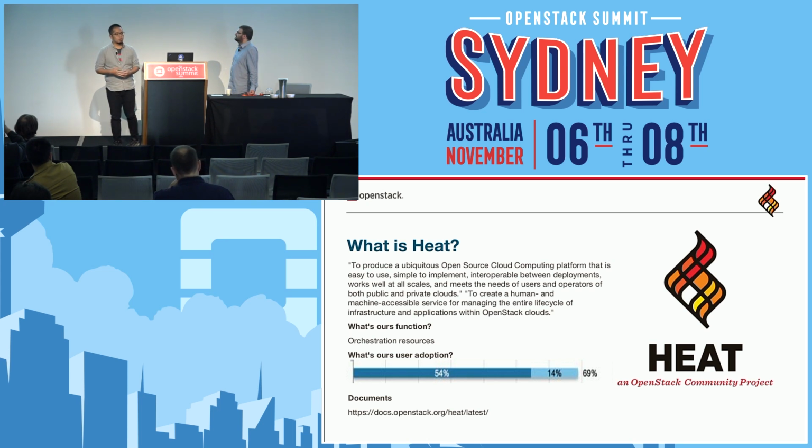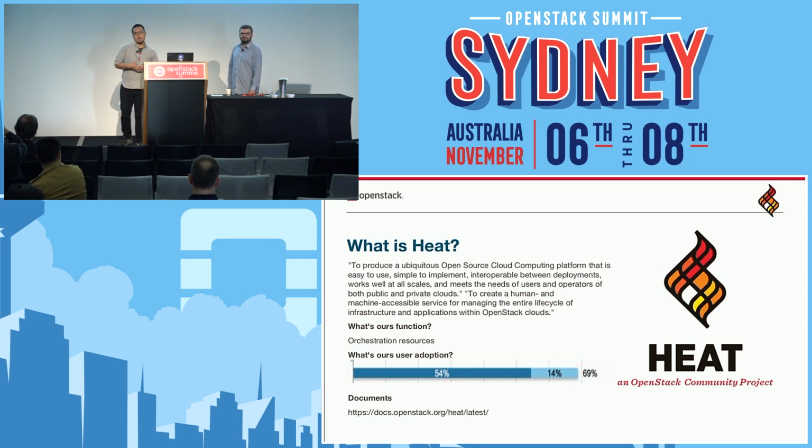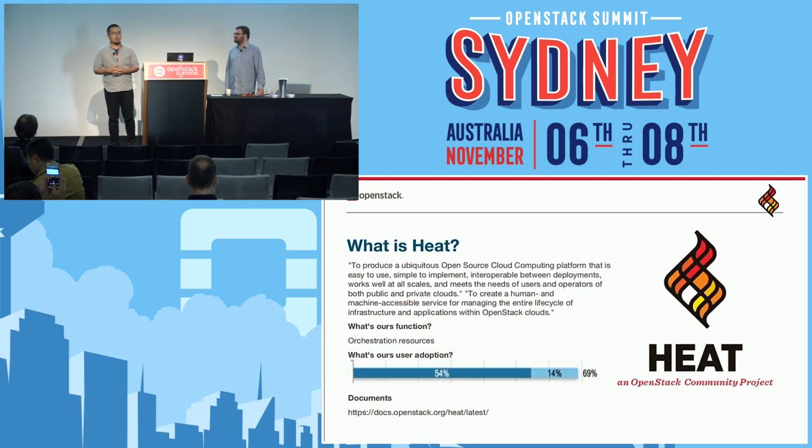So the very first one is what is Heat. For people that might not know, Heat is the orchestration engine, the orchestration service of OpenStack. Our purpose is to help manage your resources during your life cycle. I won't say that we take care of the entire life cycle, but during the life cycle of whatever control plane you have, using Heat to orchestrate your entire structure is a great tool. It's very stable.